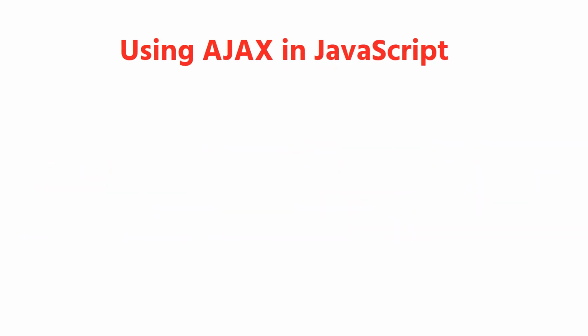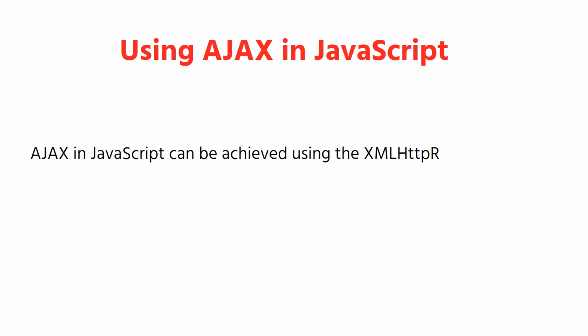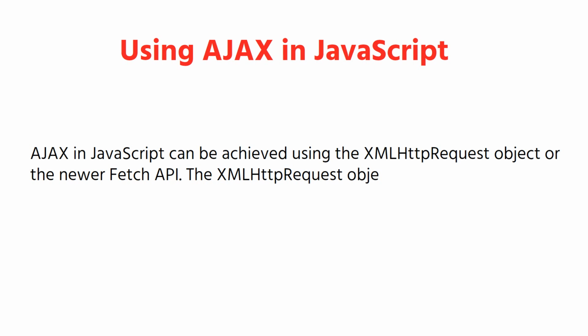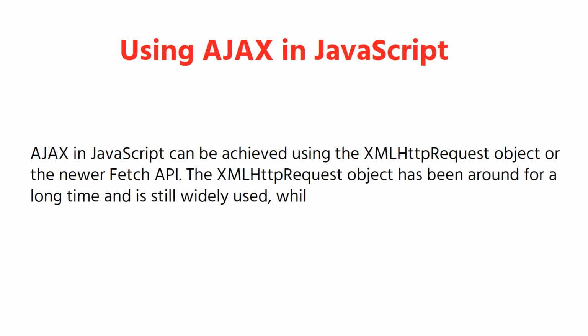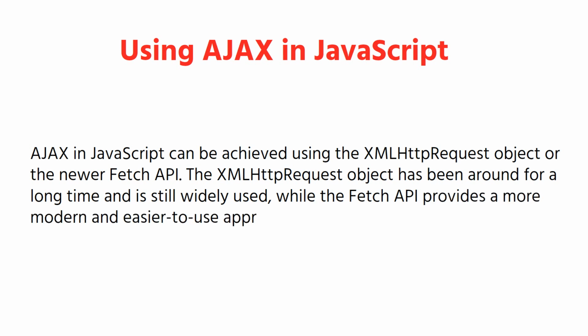Using AJAX in JavaScript. AJAX in JavaScript can be achieved using the XMLHttpRequest object or the newer Fetch API. The XMLHttpRequest object has been around for a long time and is still widely used, while the Fetch API provides a more modern and easier-to-use approach.